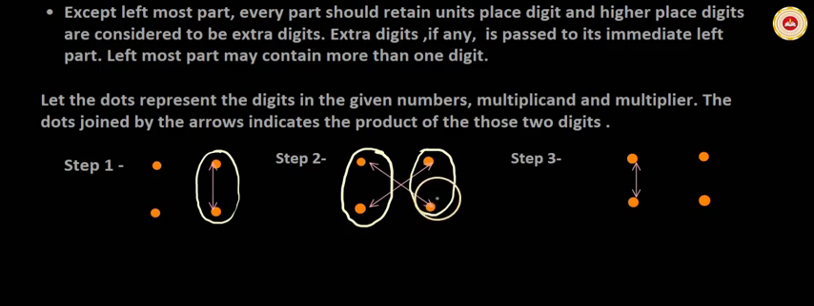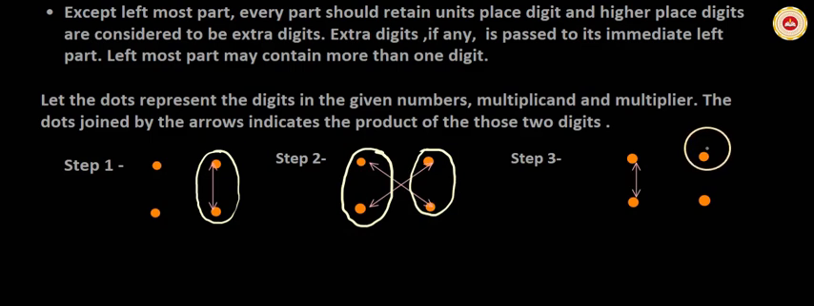Multiplication of the digit at units place of multiplier and digit at tens place of multiplicand, plus multiplication of the digit at tens place of multiplier and digit at units place of multiplicand, crosswise, and add these two products, this product plus this product, and write the result in the middle part. Now we have covered these two columns.